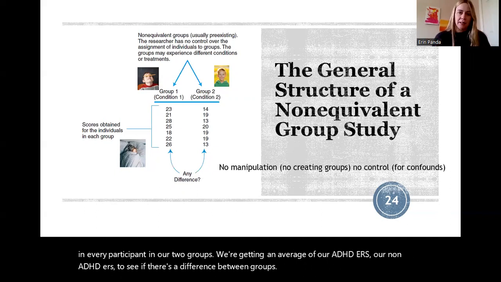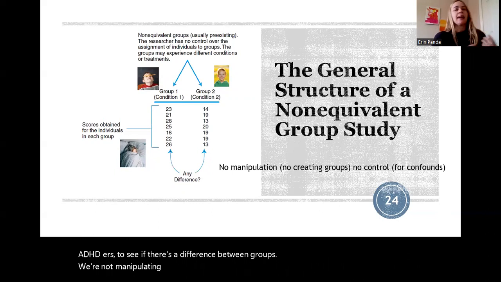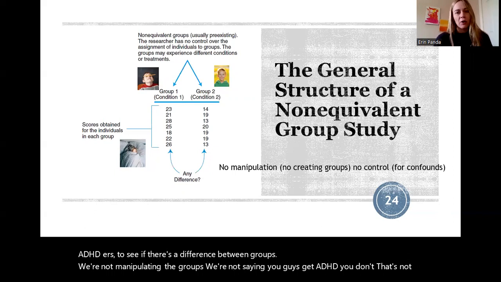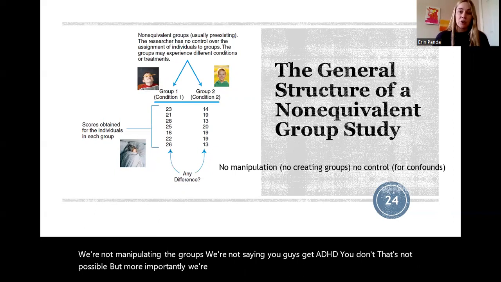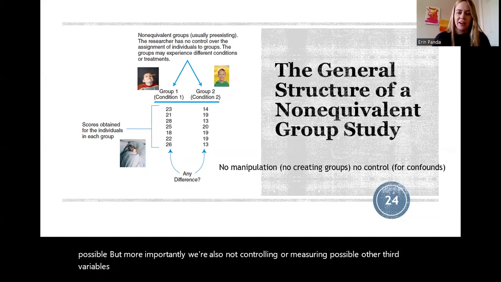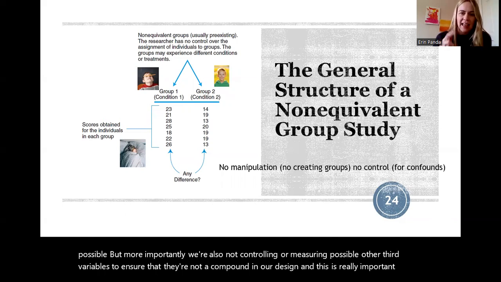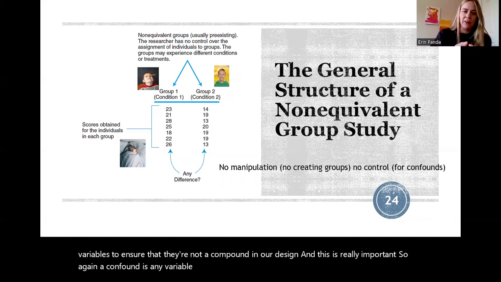Now, we're not manipulating the groups. We're not saying you guys get ADHD, you don't. That's not possible. But importantly, we're also not controlling or measuring possible other third variables to ensure that they're not a confound in our design. And this is really important. Again, a confound is any variable that could impact our dependent variable that could systematically differ between groups.